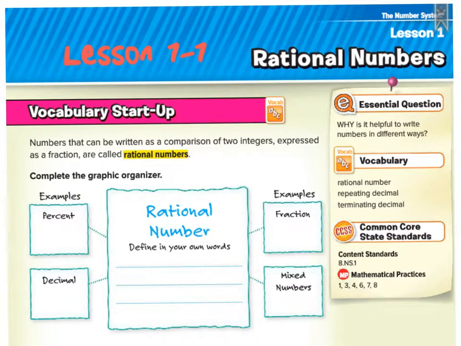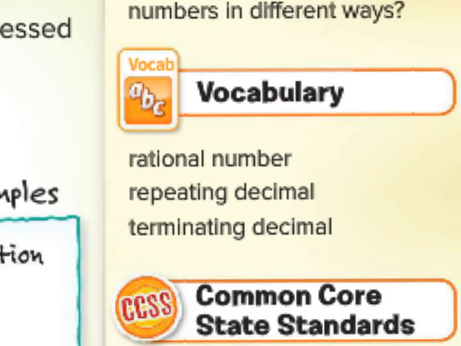Hello everyone, welcome to lesson 1-1. Now for those of you that don't know, when I say lesson 1-1, I mean chapter 1, lesson 1. Rational numbers. While talking about rational numbers, we'll use words such as repeating decimals and terminating decimals.